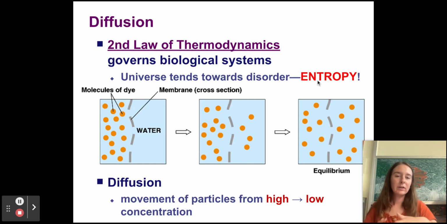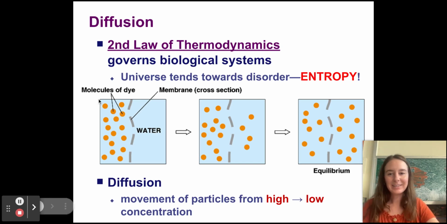But the idea of the universe tending towards disorder is called entropy. There's lots more to learn about this. We're just skimming the surface. But basically, let's take a look at an example. Let's imagine you had some dye. And the dye, you can see really closely, we see each individual molecule of dye. And then we put a membrane within the dye. So let's say this is like a beaker right here, and there's a membrane, and this is a cross section, so it's going up and down. And on the other side, we just have plain water. There's no dye. Well, what's going to happen over time?